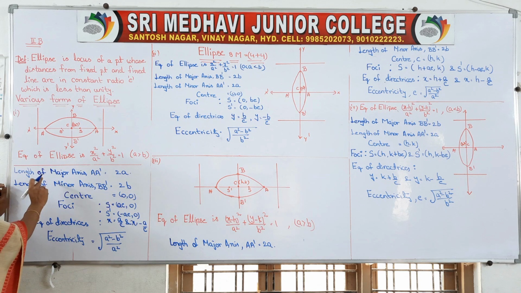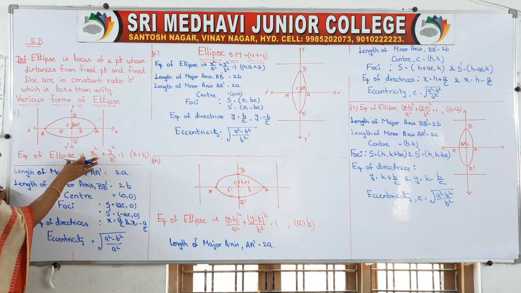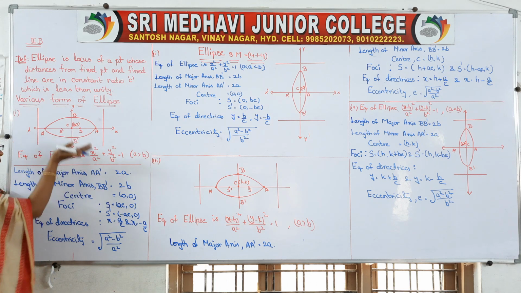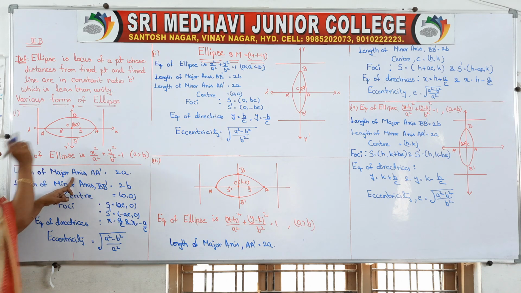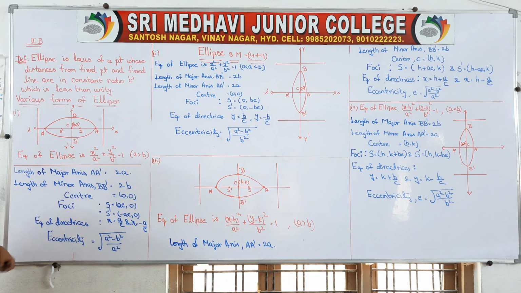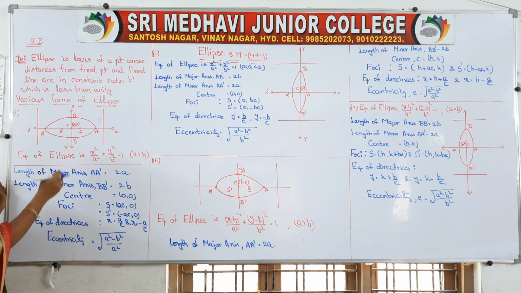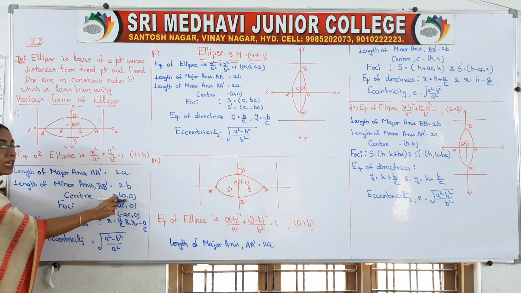Next, take the length of the major axis. This is the first case. With respect to the first case, what are the formulas? The length of the major axis, from A to A dash, is 2a, and B to B dash is the length of the minor axis, that is 2b. And the center is 0, 0.